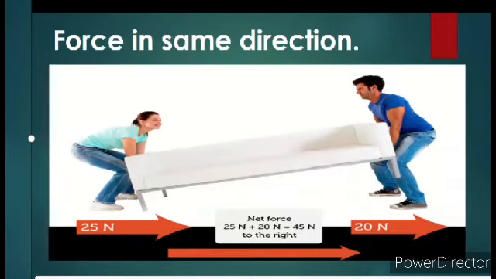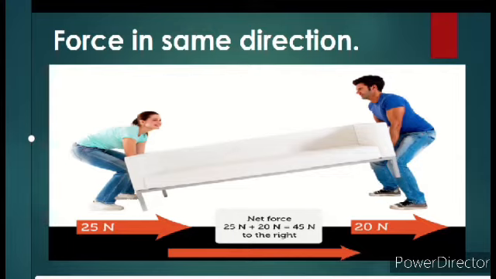I have here forces in the same direction as an example of combining forces. If two forces act on an object in the same direction, like in the picture, the net force is equal to the sum of the two forces. So how are we going to get the force acting in the same direction? We are just going to add. Okay? So we are going to add the force of the woman on the left picking up the couch.